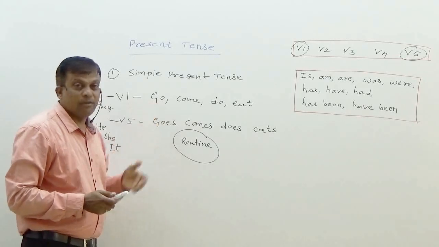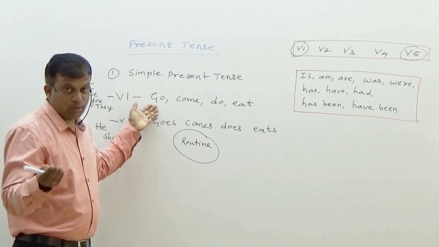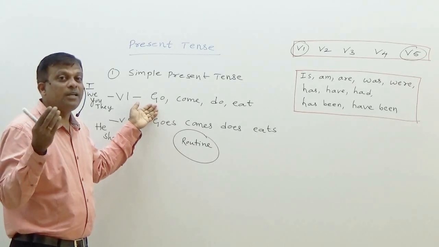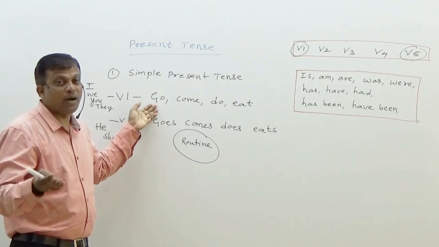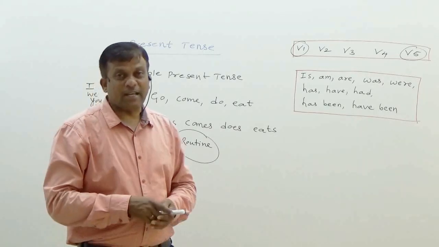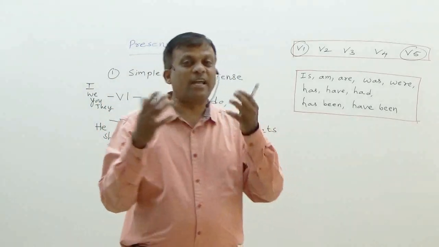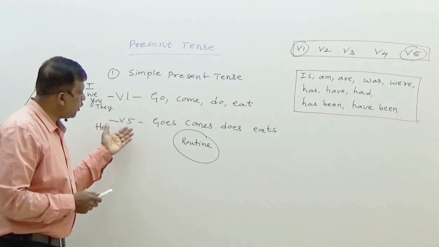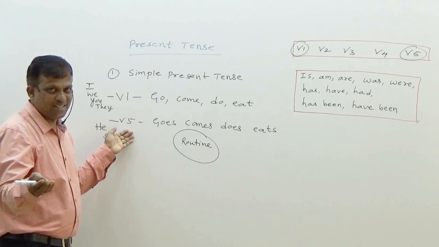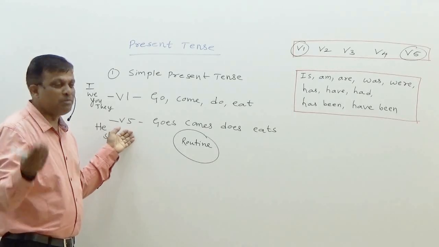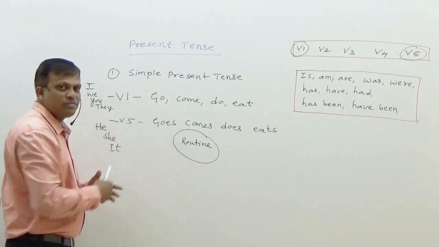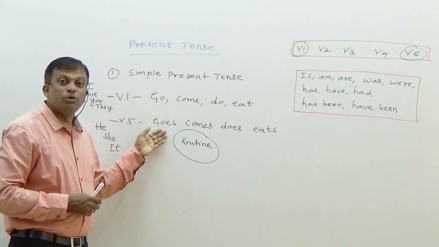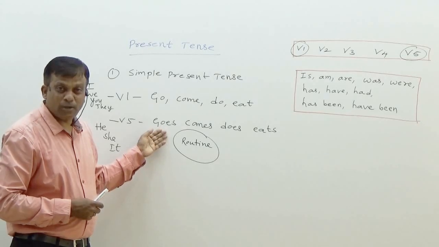For example, every day I wake up at 6 o'clock, I brush teeth, I wash face, I have a cup of tea, I read newspaper, then I take a bath, I perform puja, then I get ready, I have my breakfast, then I come to college. The list goes on. And similarly, if you want to tell about someone else, not yourself, like your family members, use V5. Like every day, my mother goes to temple. She wakes up at 5 o'clock.